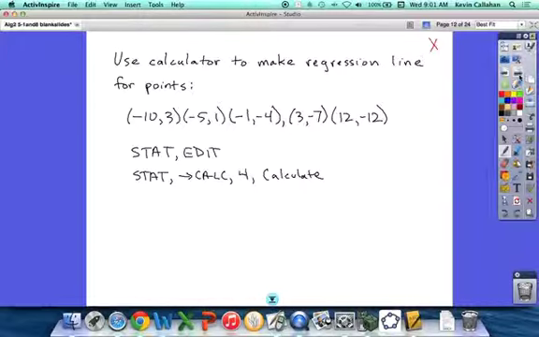So I don't know what you guys are doing here, but stat, 5, enter. Negative 10, negative 5, negative 1, 3, 12. 3, 1, negative 4. Negative 7, negative 12. That was wrong. Negative 12. Stat calc 4.